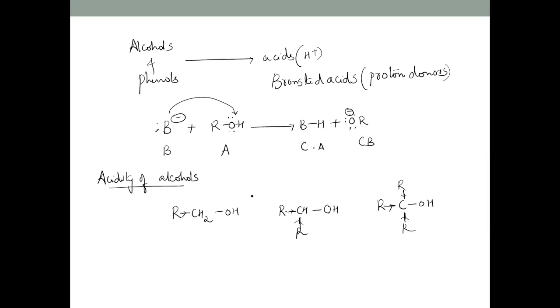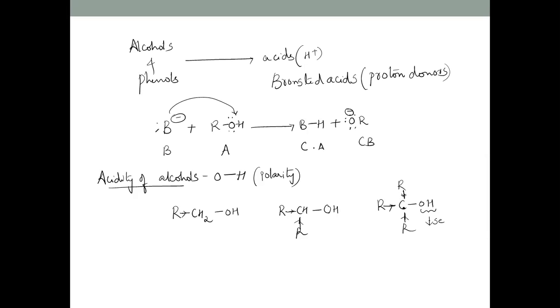So the acidity of alcohols is totally dependent on what? The polarity of the OH bond, right? Polarity of the OH bond. The more polar the OH bond, the more acidic it will be. But as the number of the electron releasing groups increases, that means they are pumping in the electrons towards this carbon atom, the polar nature will decrease. Because OH bonds become less polar because more electron density on this carbon.